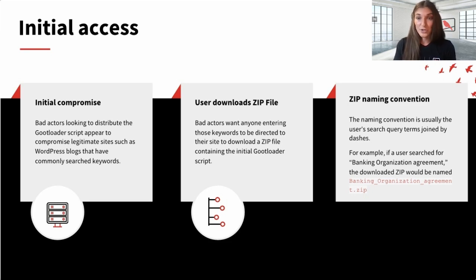The goal is to lure the user to download the malicious zip file from the site, which contains the initial Gootloader script. The naming convention of the zip is usually the user search query terms joined by dashes. So the majority of the Gootloader campaigns that we've observed contain the word agreement in the file name. You can see the example on screen, and I bet you can guess that if a user searched for banking organization agreement, well, the downloaded zip would be named banking_organization_agreement.zip.